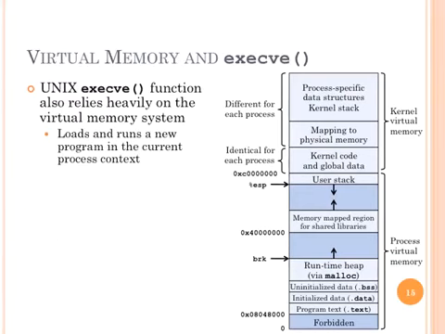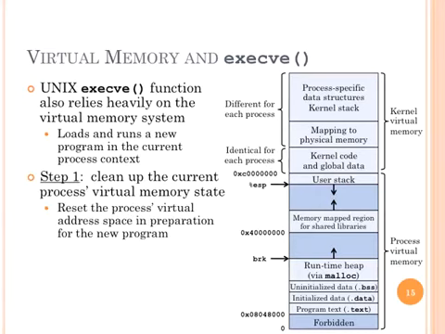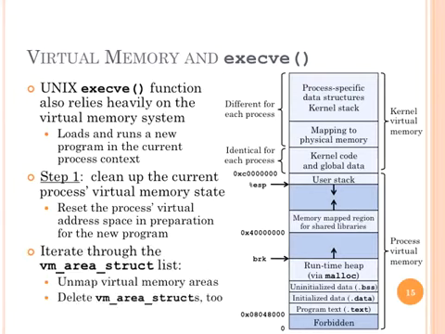Okay, exec VE. Like I say here, it loads and runs a new program in the process context. So we basically have to go through all the VM area structs and the memory map and clear all those things out. So this is just what I was describing before. We need to just go through there.